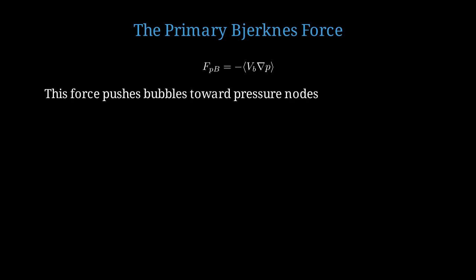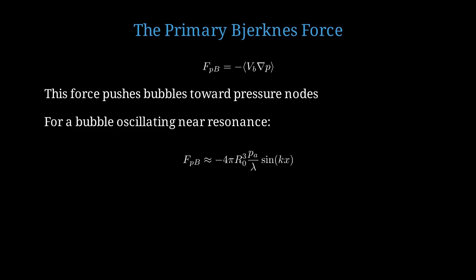Classical acoustic theory tells us about something called the primary Bjerknes force. This is the force that acts on a bubble in a sound field. The primary Bjerknes force equals negative the time average product of bubble volume and the pressure gradient. What this equation tells us is that bubbles should be pushed toward pressure nodes, the regions of minimum pressure variation. When a bubble oscillates near its resonance frequency, this force becomes particularly strong. The force is approximately proportional to negative 4 pi times the bubble radius cubed times the pressure amplitude divided by wavelength times sine of kx.